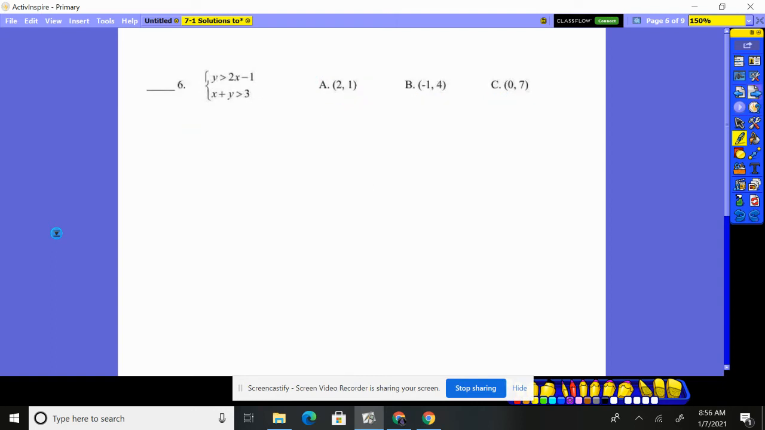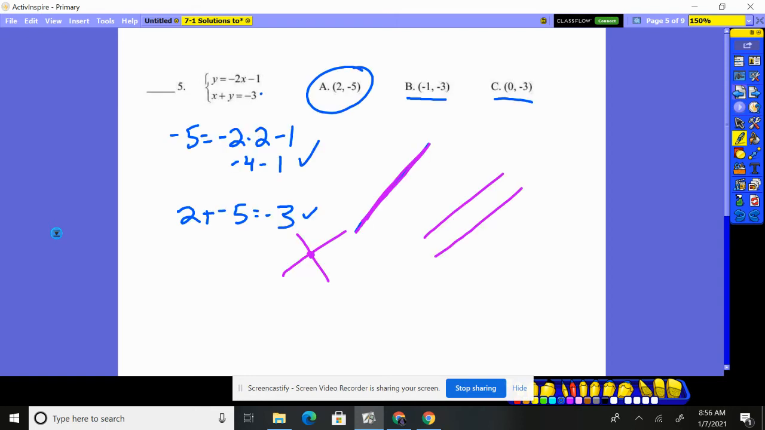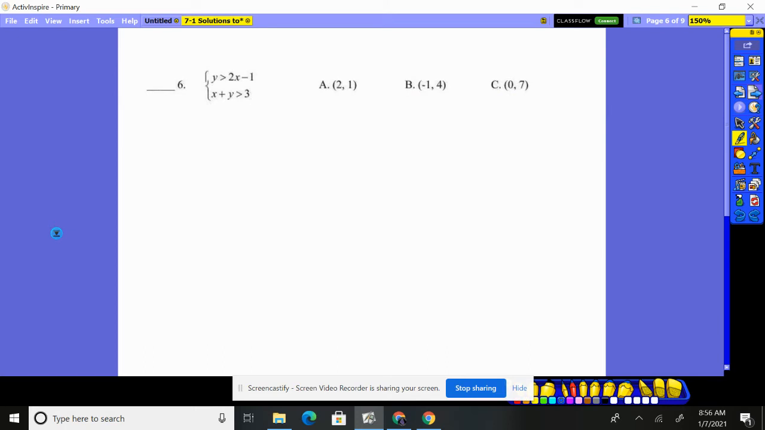Let's look at problem 6. Now, this one's a little different. This says this is a system of inequalities. Notice on the last problem, it had equals. This is inequalities. But we're just checking the same thing. We're just trying to figure out which of these points works. Now, it could be all of these, so we are going to have to test all of these, because every one of these points could make both the inequalities true.